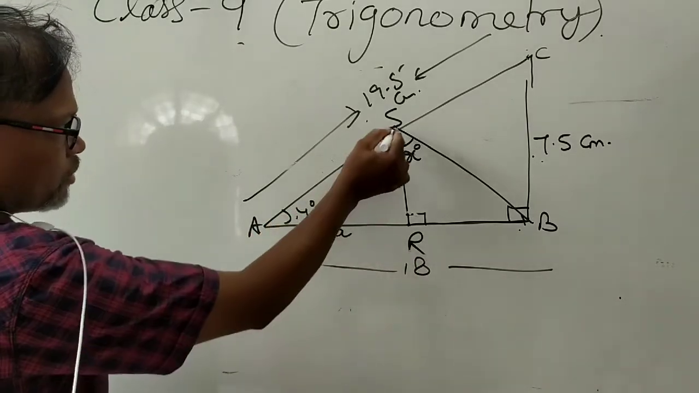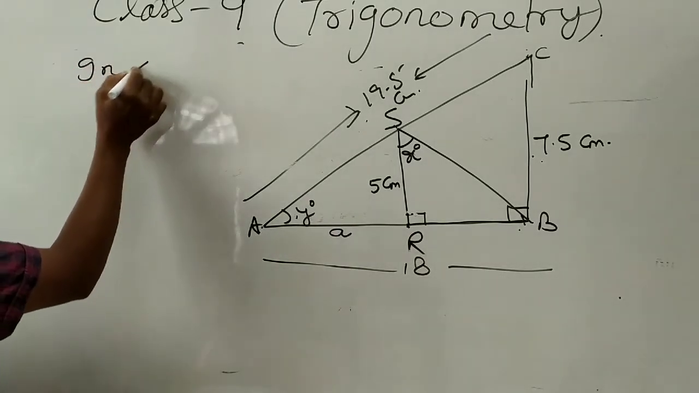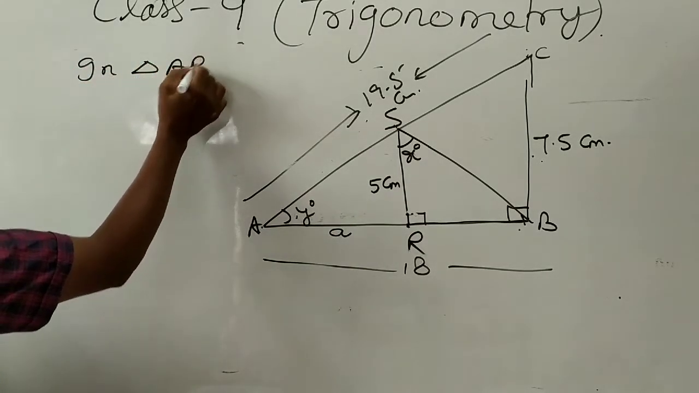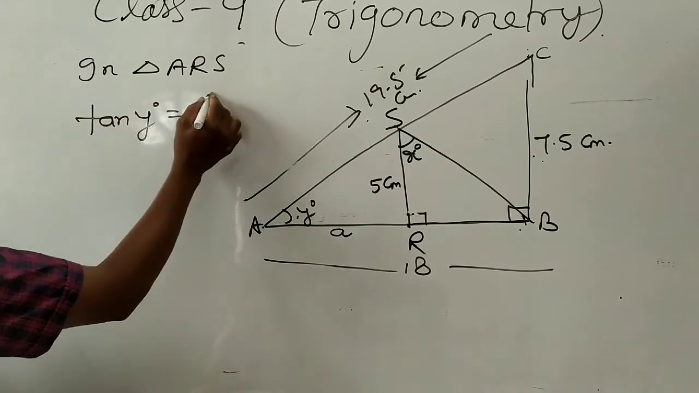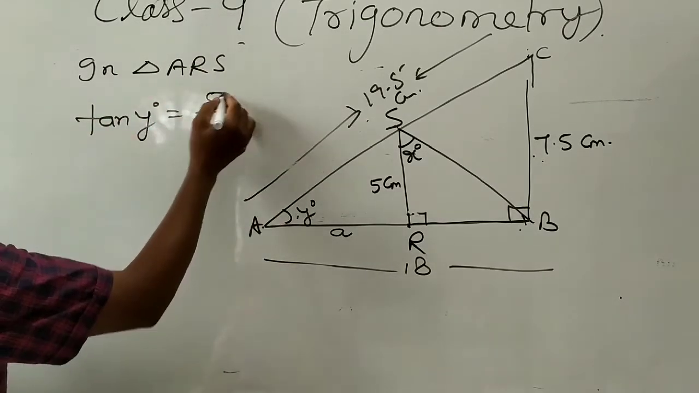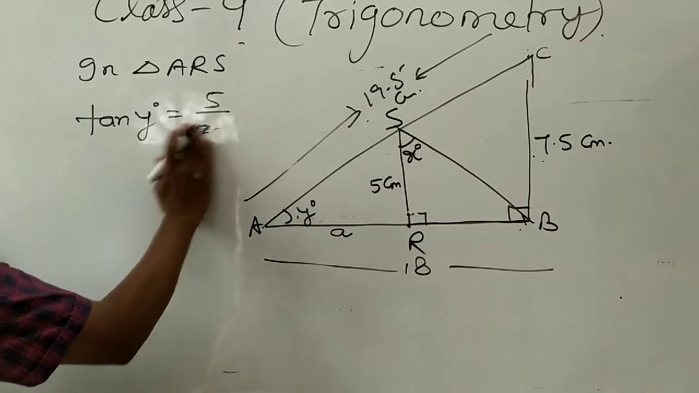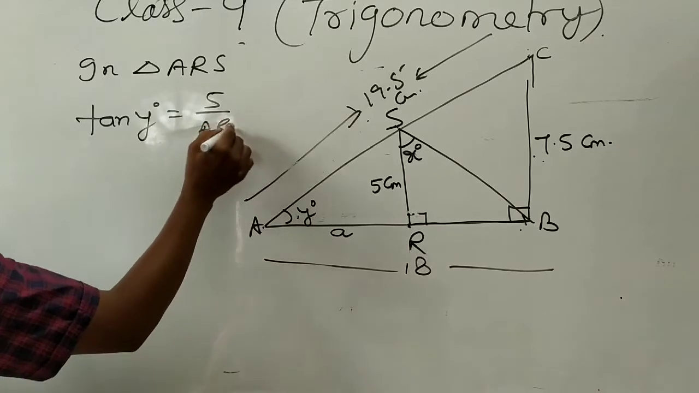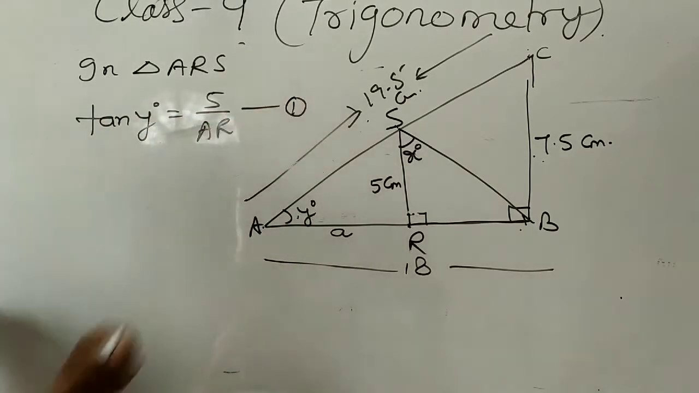Tan y is equal to perpendicular upon base in triangle ARS. Tan y is equal to 5 upon AR. AR means small a, suppose, या AR भी लिख सकते हैं, इसको AR लिखें, AR निकल आएंगे. And this is the equation 1.